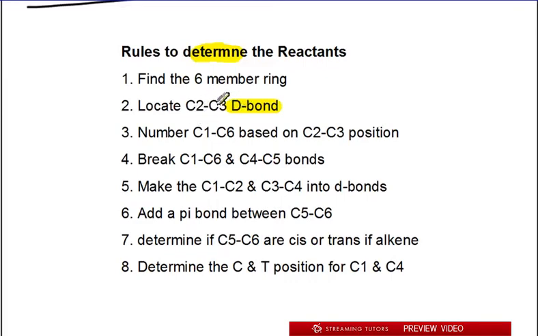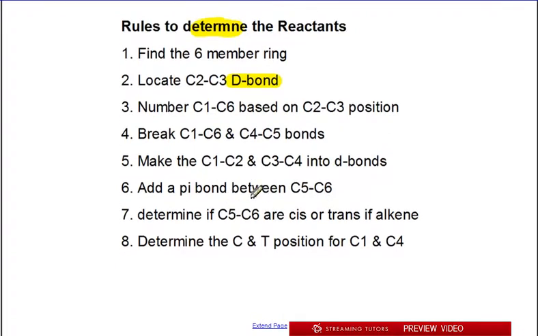Once you label C2 and C3, then you could work around for number 1, 4, 5, 6, right? Because you know C2, C3. After you do that, you break between C1 and C6 and C4 and C5. And then you're going to make a double bond between C1 and 2 and then C3 and 4. And we'll see this in practice in a moment. Add a pi bond. See, I wrote pi bond. I didn't write double bond because it might be already a double bond on 5 and 6, in which case it's a triple bond to begin. Okay? And again, you'll see all this in practice.